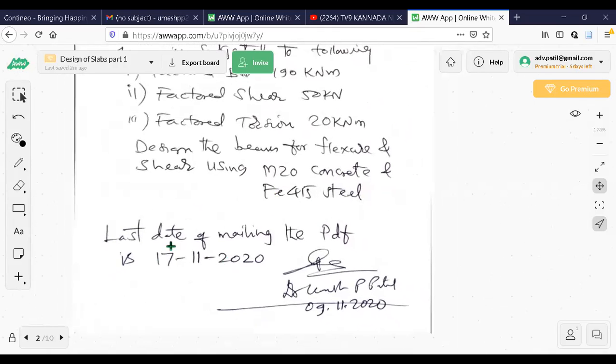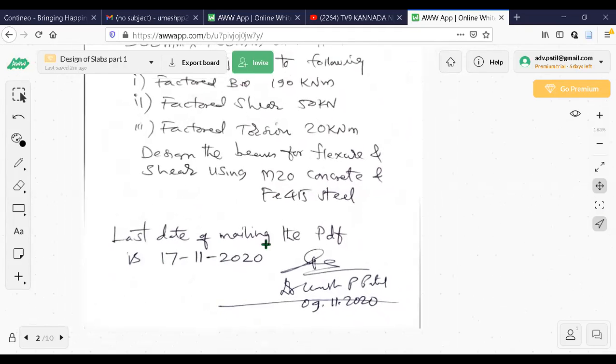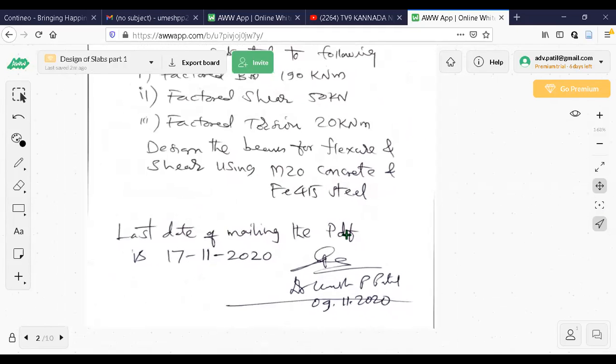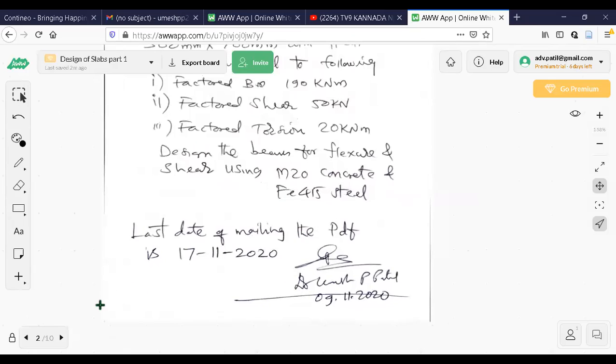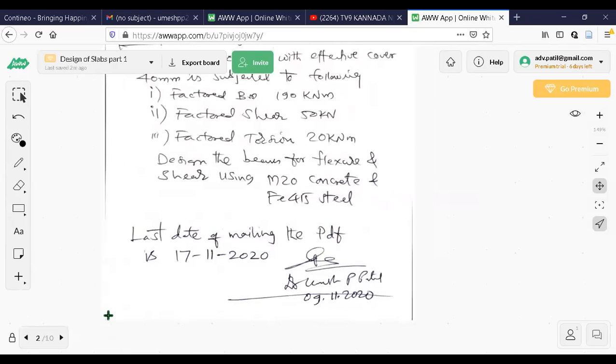The last date is given as 17/11. So still 7 days are there. Even if you solve one problem daily, you can easily complete it. And it is not difficult to solve one problem in a day. So let us go to the next, slab designs.